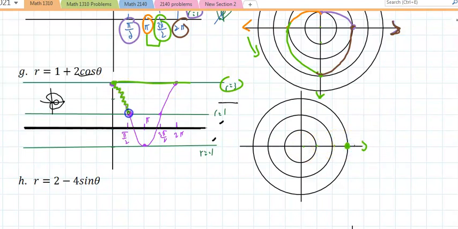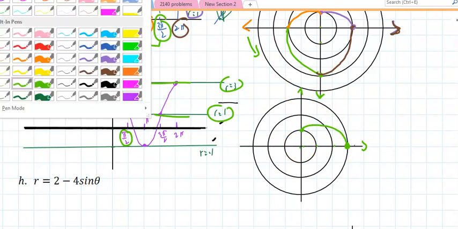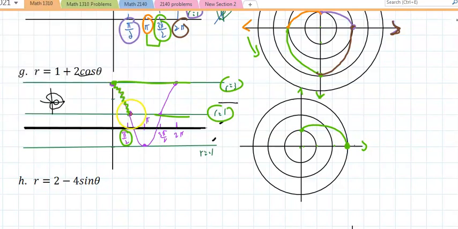It decreases. By the time I reach pi over 2, r equals 1. There's pi over 2, there's 1. Now comes the tricky part. It decreases. It hits 0 before I reach pi, between pi over 2 and pi. This is going to decrease and hit 0 before I reach pi.